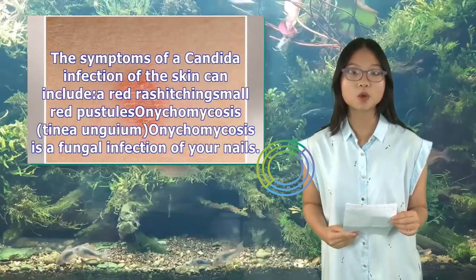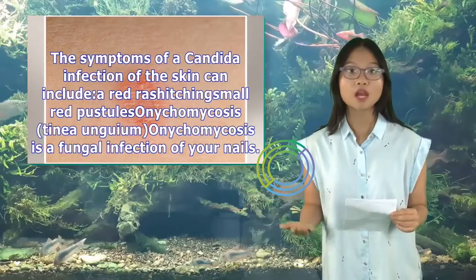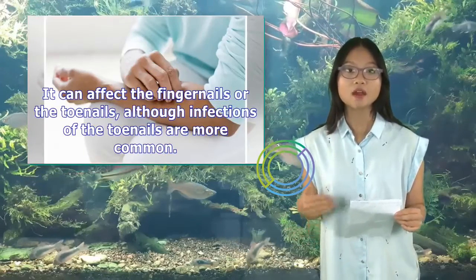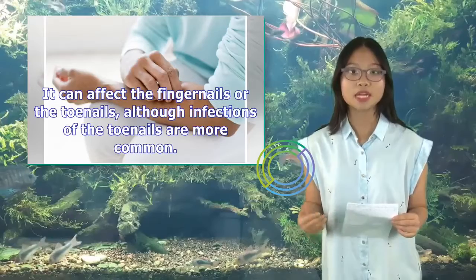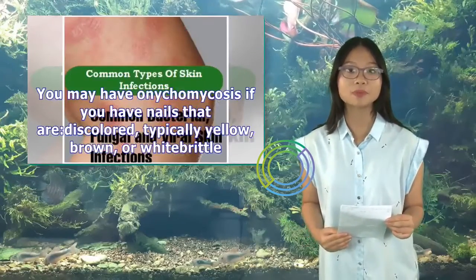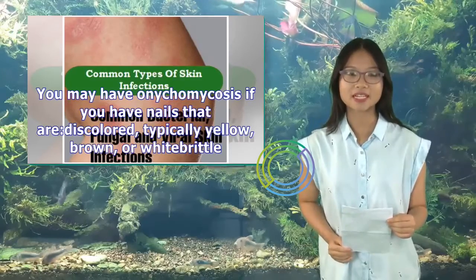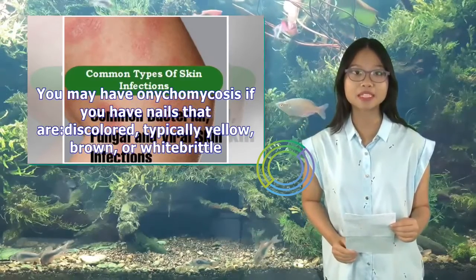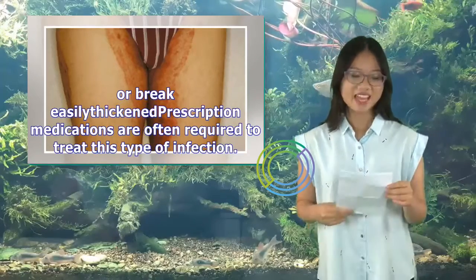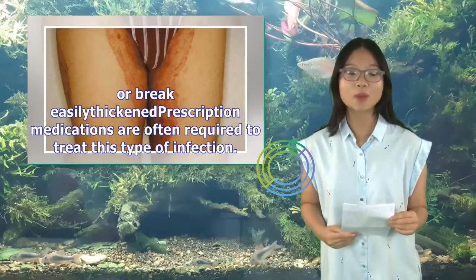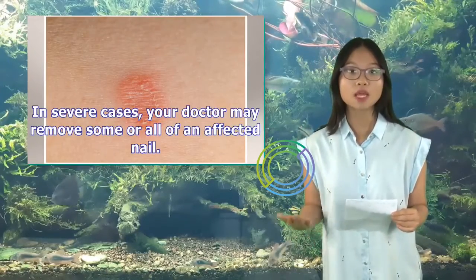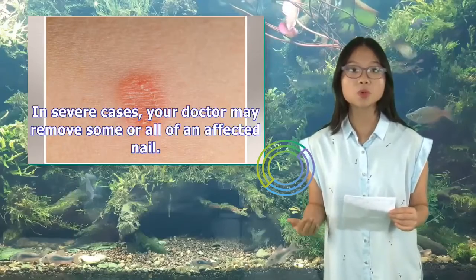Onychomycosis, or tinea unguium. Onychomycosis is a fungal infection of your nails. It can affect the fingernails or the toenails, although infections of the toenails are more common. You may have onychomycosis if you have nails that are discolored, typically yellow, brown, or white, brittle, or break easily, or thickened. Prescription medications are often required to treat this type of infection. In severe cases, your doctor may remove some or all of an affected nail.